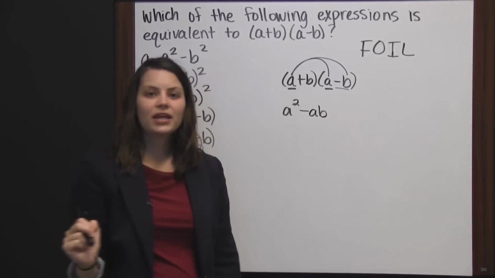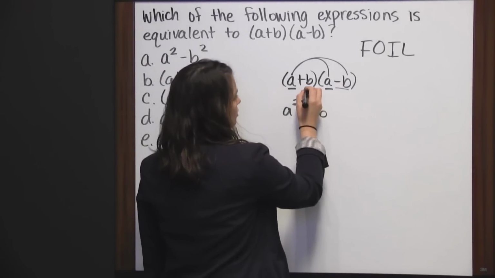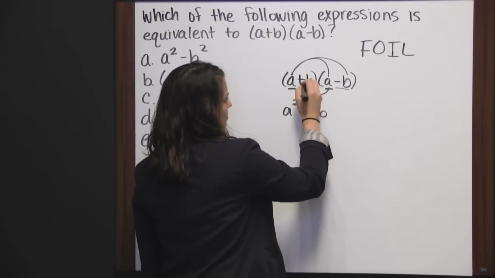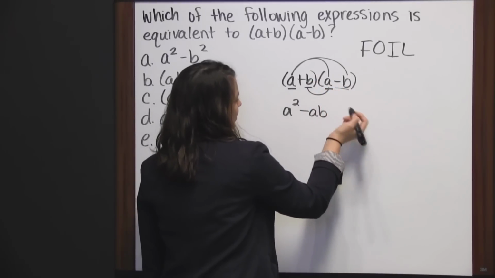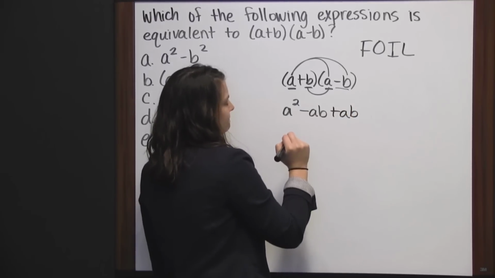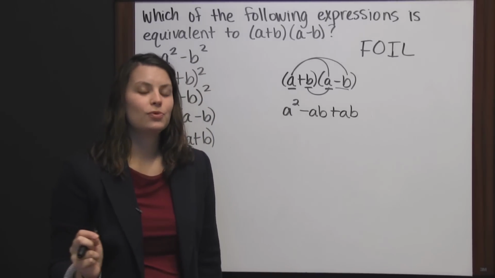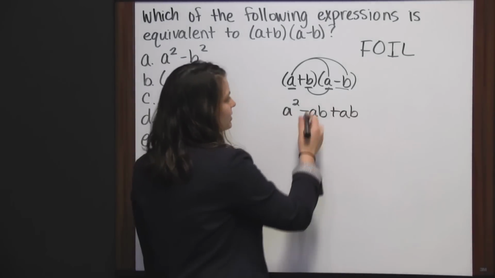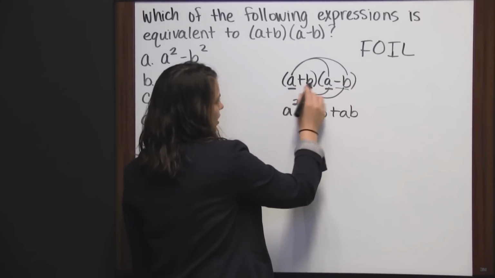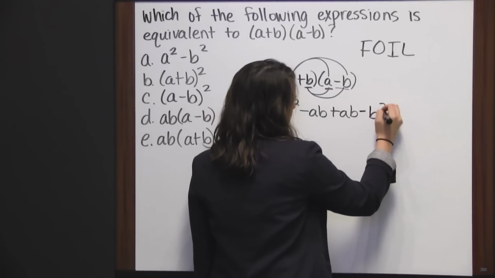I stands for inner or inside. So you multiply the two terms on the inside, B and A. B times A is BA or AB. So plus AB. And finally, the L stands for last. So you multiply the two terms that are in the last positions of each set of parentheses. Positive B times negative B, which is negative B squared.